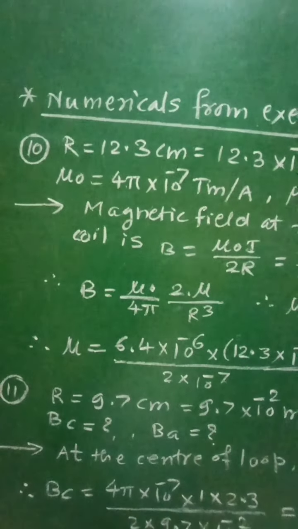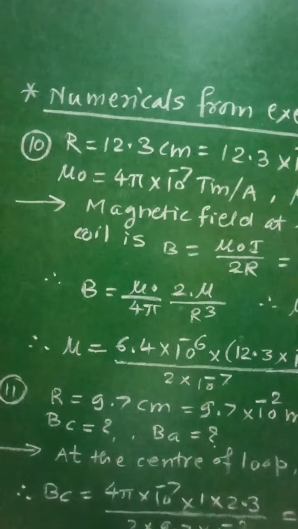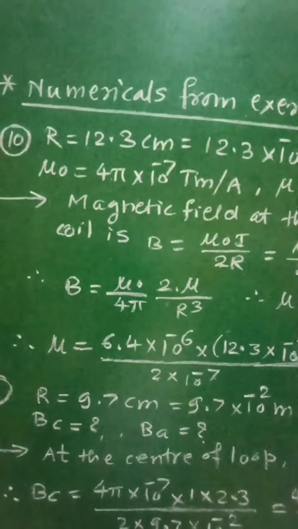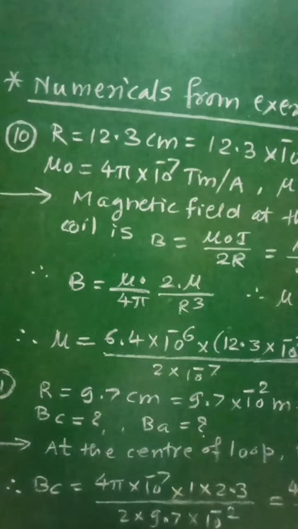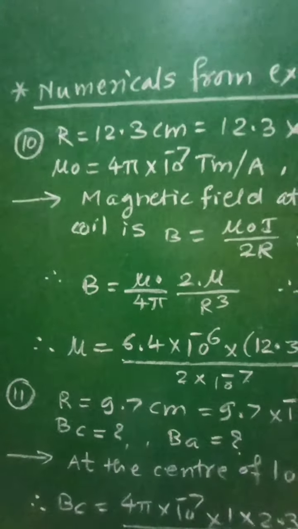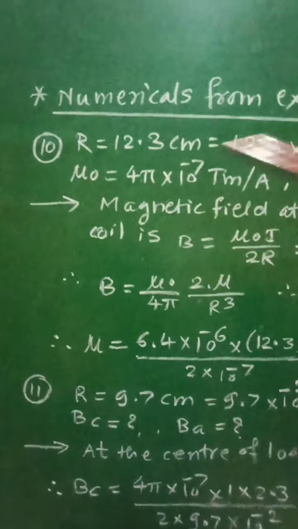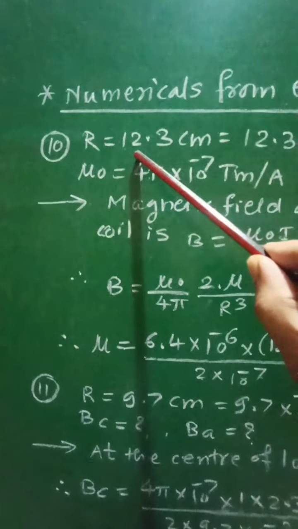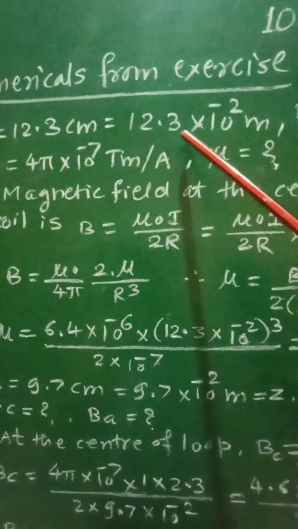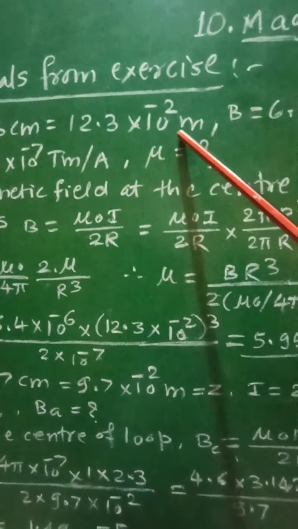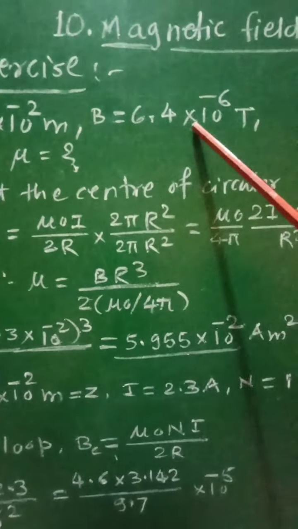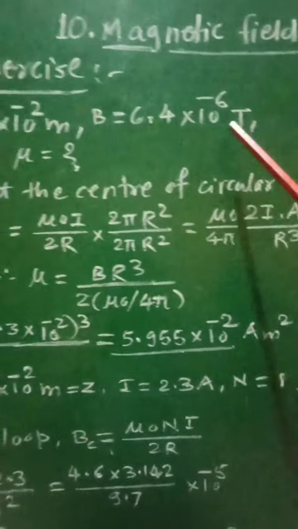a circular current carrying loop of radius 12.3 centimeter is 6.4 into 10 raised to minus 6 Tesla. What will be the magnetic moment of the loop? And therefore, for this numerical, given data is R is equal to 12.3 centimeter, that will be equal to 12.3 into 10 raised to minus 2 meter. Then magnetic field B equal to 6.4 into 10 raised to minus 6 Tesla.